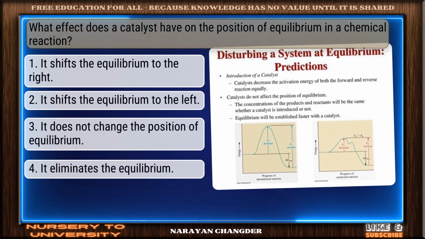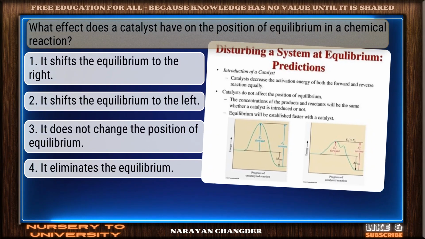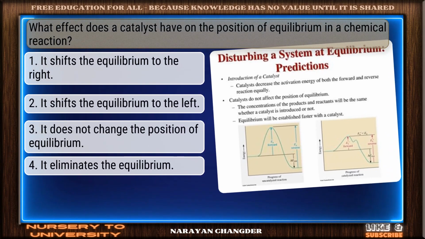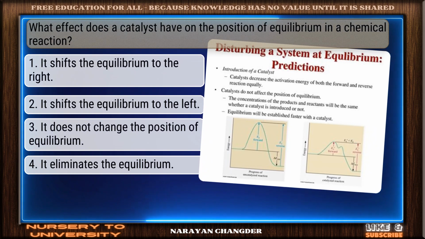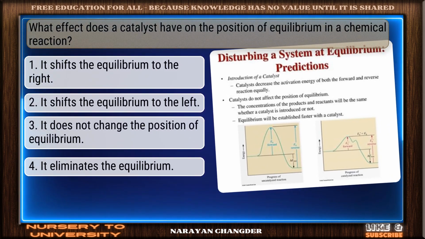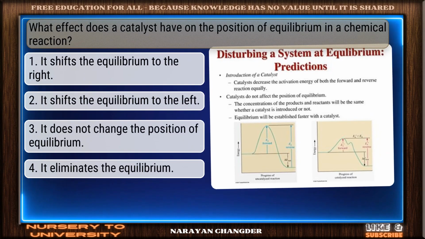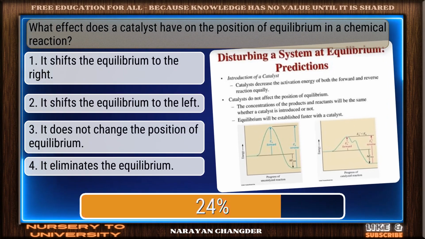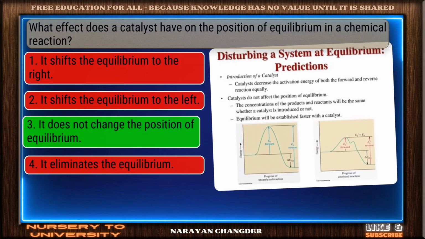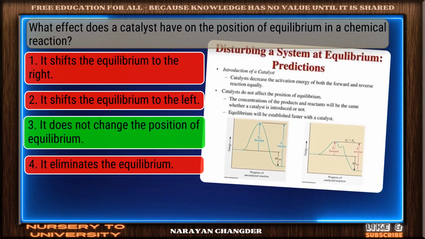Option 1, it shifts the equilibrium to the right. Option 2, it shifts the equilibrium to the left. Option 3, it does not change the position of equilibrium. Option 4, it eliminates the equilibrium. It does not change the position of equilibrium.